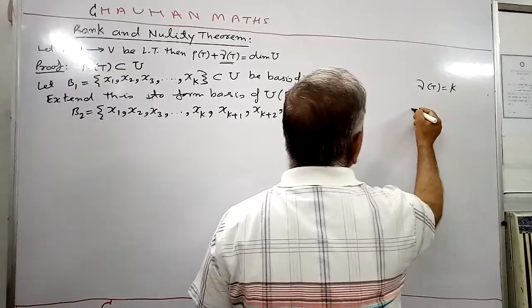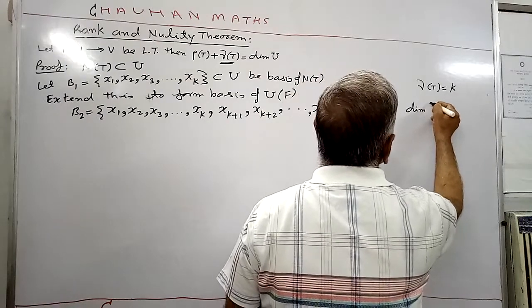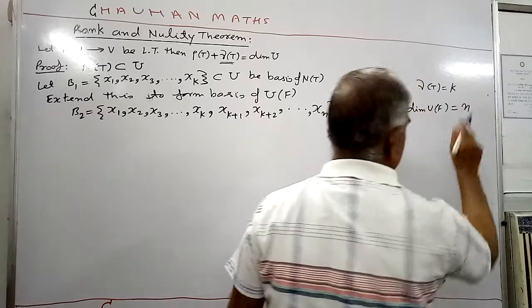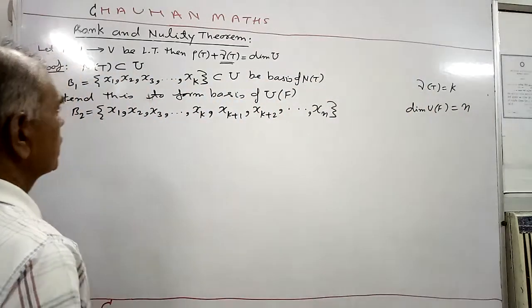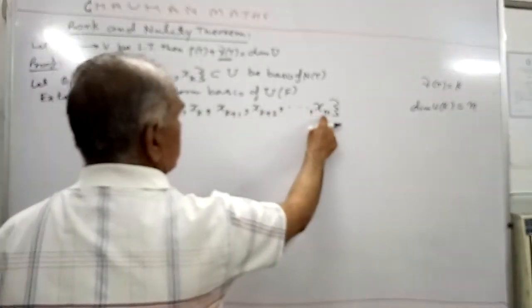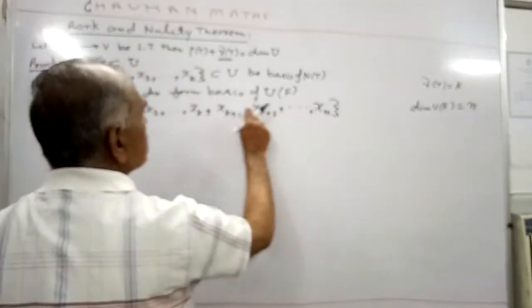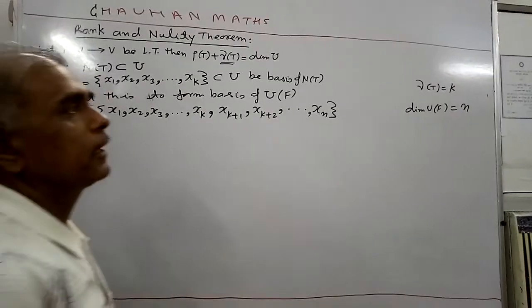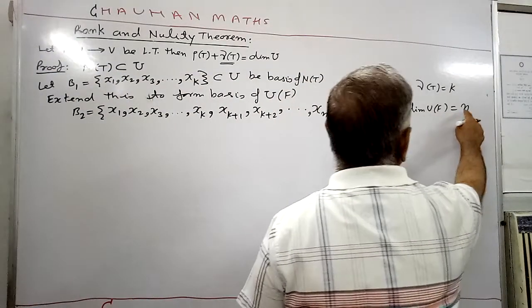So dimension of U, as per our assumption, is n. X1, X2, X3, Xk up to Xn. Number of elements in this basis is the dimension of U, and dimension of U is n.